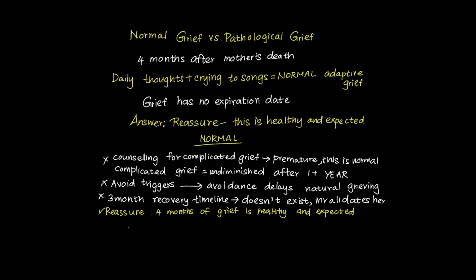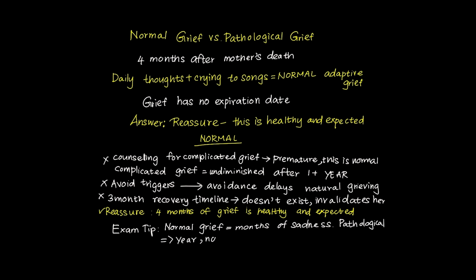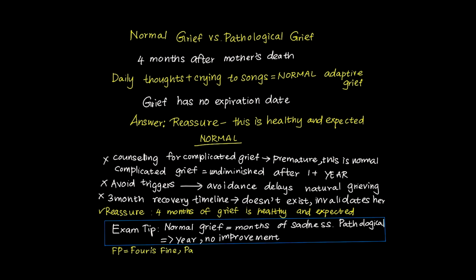Here's a WGU D454 OA exam tip for you. Grief questions test whether you can distinguish normal from pathological. Normal grief lasts well beyond 4 months and includes daily thoughts and crying. Pathological grief persists beyond 1 year with no improvement. Recall hook: 4 months of grief is fine. Pathological means past 1 year. FP. 4 is fine. Past a year is pathological.